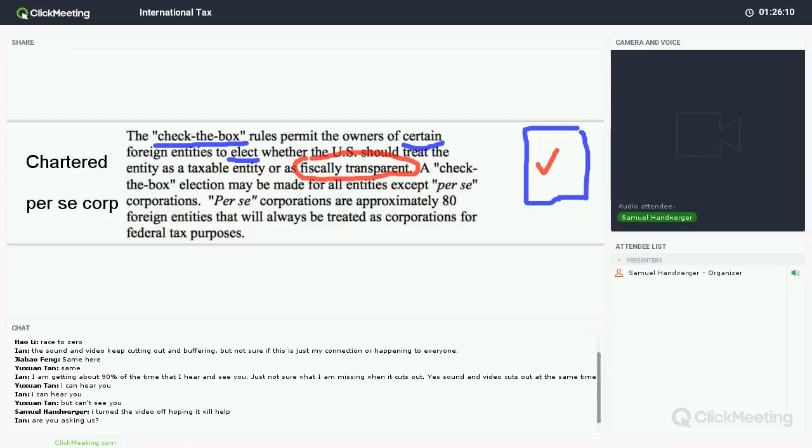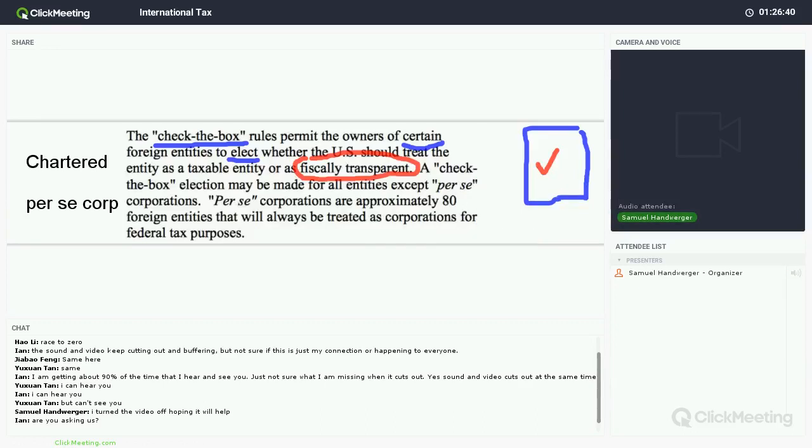And you might say, well, why do I want to check the box? What's that got to do with anything? We're coming to that. So we're putting together a couple facts. Per se corporations, number one, that cannot check the box. Other entities which might look like corporations in other countries, but we can't determine if they are. They might be, they might not be. We would have to make a decision whether to treat them as a corporation or not. So to check the box makes it easy.